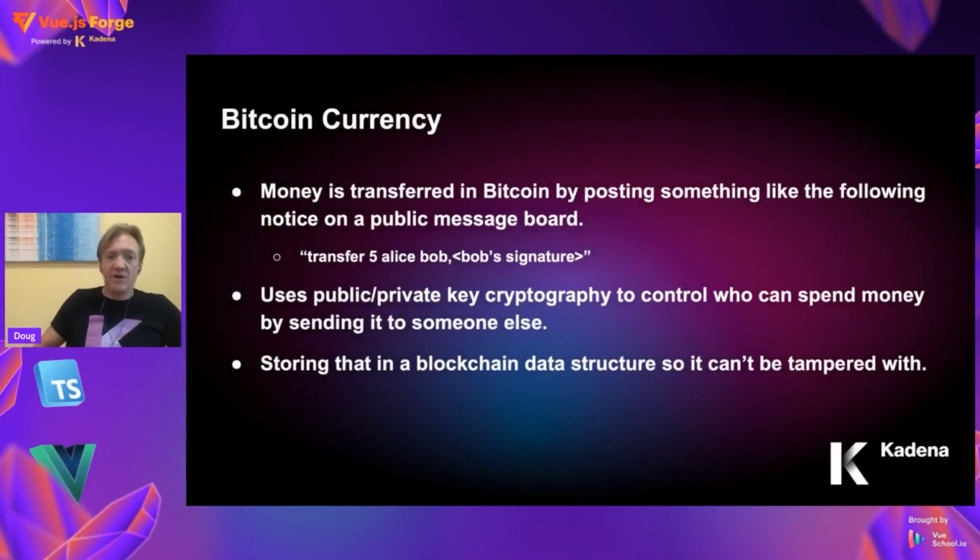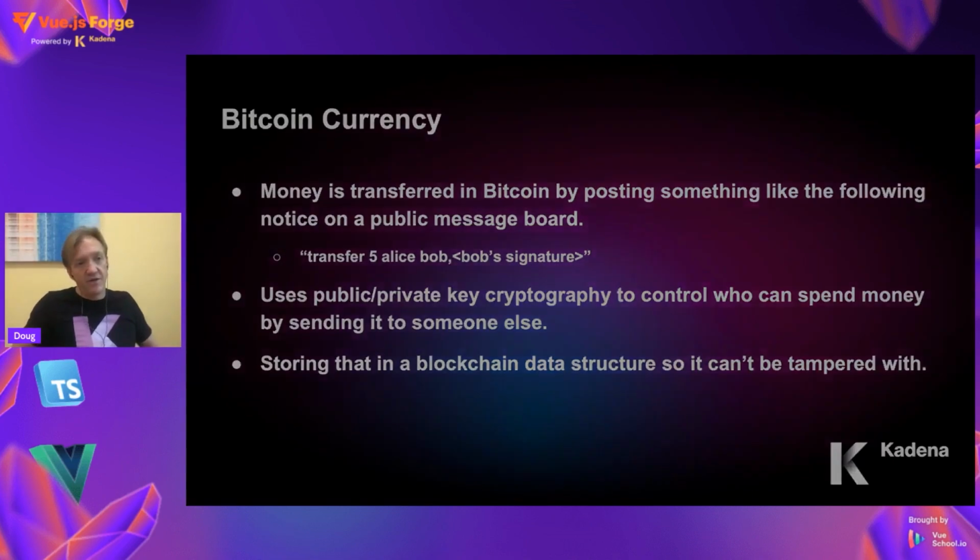Money is transferred in Bitcoin by posting something on a public message board, essentially. You say, hey, transfer 5 from Alice to Bob, or actually, it should have been the other way around. I made a mistake in my slide. If this is from Alice to Bob, it should be Alice's signature signing this. And you just post that on the wall, and everyone says, oh, okay, Alice transferred this money. They check the signature. It's good. So now they update their balances. And we're using public and private key cryptography to control who can spend what money and make it so that only you can spend money that's in your wallet. And all of this stuff is stored in a blockchain data structure, and it can't be tampered with.